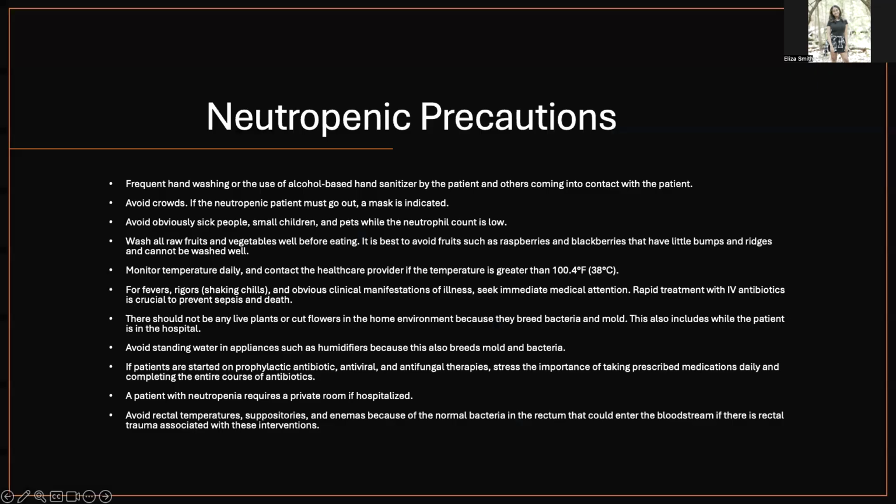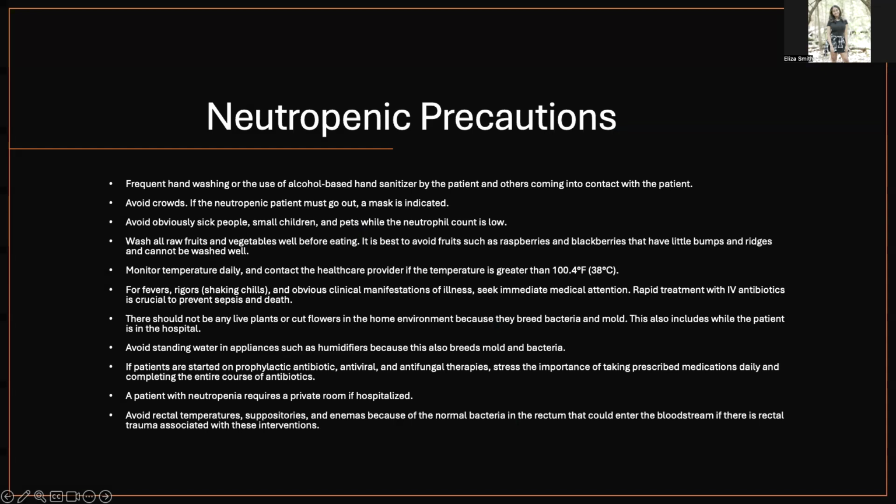Additionally, you want to do symptom management of the nausea, vomiting, and diarrhea, as well as administering blood products. Now, in terms of neutropenic precautions, this includes frequent hand washing or the use of alcohol-based hand sanitizer by the patient and others coming in contact, right? Because their neutrophils are low, it places them at risk for infection. Now, you also want to avoid crowds, right? As well as sick people.